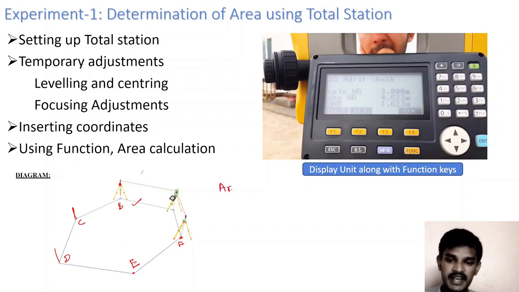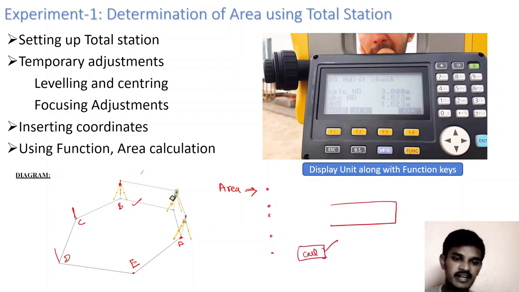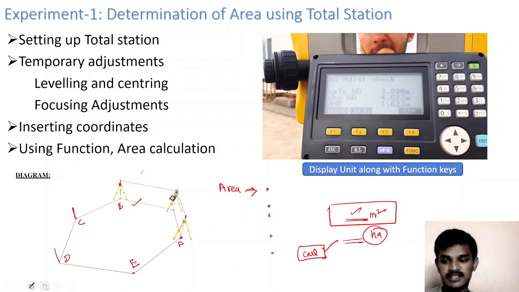Once we go to the area calculation part, it will ask us to assign the coordinates, right? So we need to assign all these coordinates, like point A, B, C, D, E, and after that it will have an option to calculate area. Once we press on that, it will directly show the area in square meters or hectares, right? That is how we get the area through this total station.